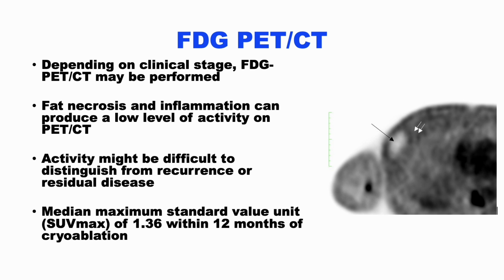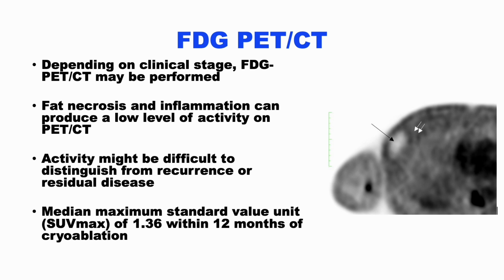Depending on the clinical stage, FDG PET-CT may sometimes be performed to rule out or assess the extent of disease. Although PET-CT scanning generally has poor resolution for breast imaging, fat necrosis and inflammation at the cryoablation site can produce a low level of activity on PET-CT that might be difficult to distinguish from recurrence or residual disease. Among patients undergoing PET-CT within 12 months of cryoablation, one study reported a median maximum standard value unit SUV max of 1.36.